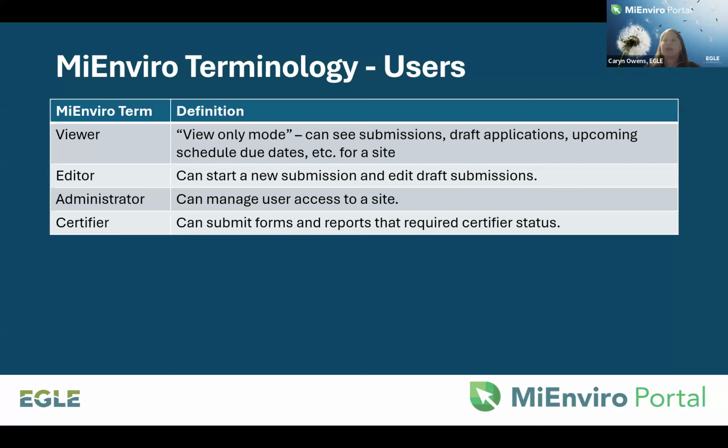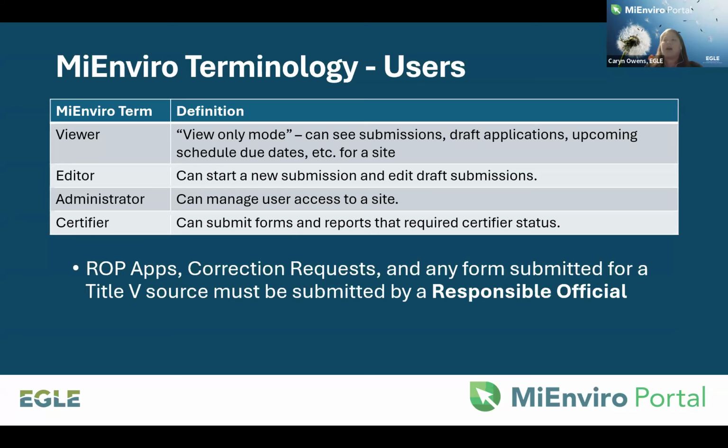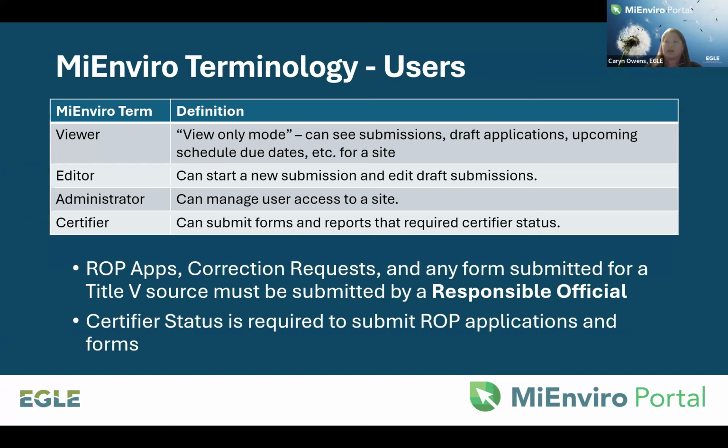So just to recap what I just went over here, you can be an editor without certifier status, and you can be an editor with certifier status. Same with administrator. You can have certifier status, or you can be an administrator without certifier status. Only the responsible official who has certifier status can submit ROP applications or ROP related forms that are necessary to submit to the district office.